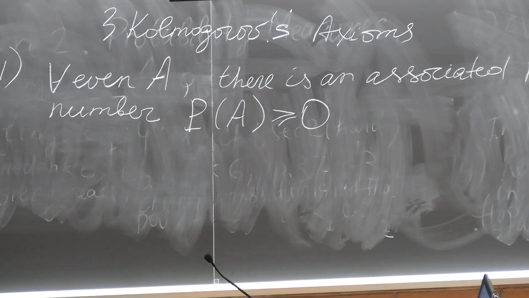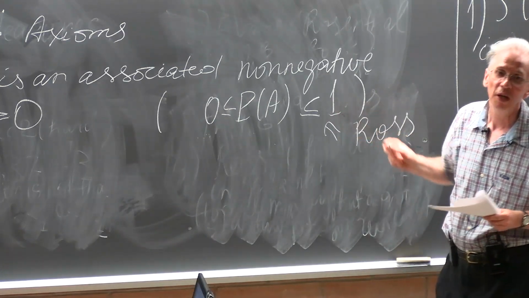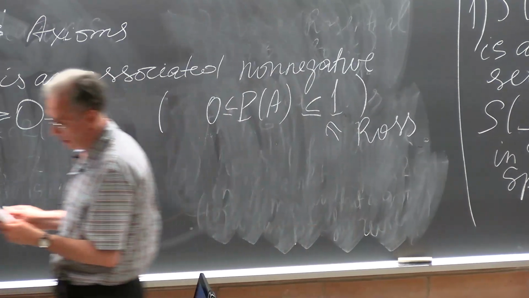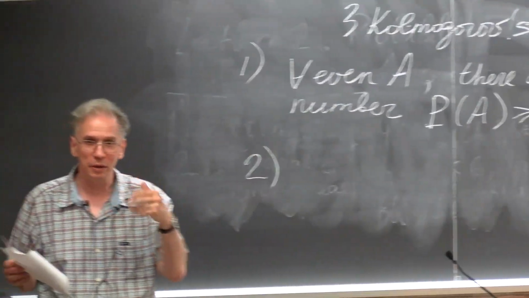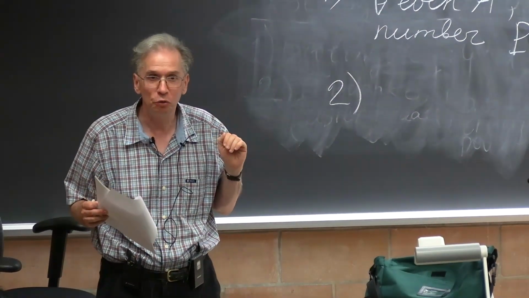Some of you might have seen this axiom in slightly different form, namely that P of A is greater than or equal to 0 and less than or equal to 1. For instance, this is the case in Ross' book. However, this upper bound is not necessary because it is obtained as the corollary from the three axioms, and I'll comment on it in a few minutes. But this is not a unique way to present the axioms. This is the original way to do it.